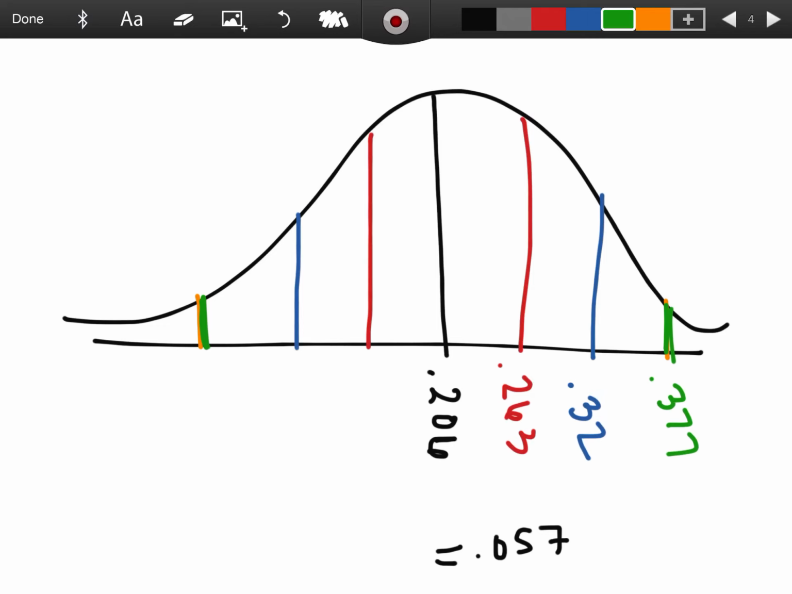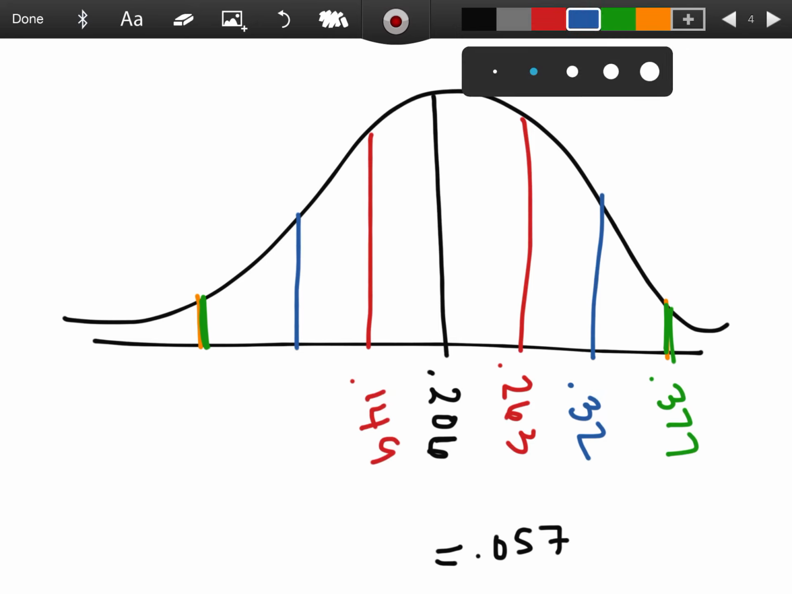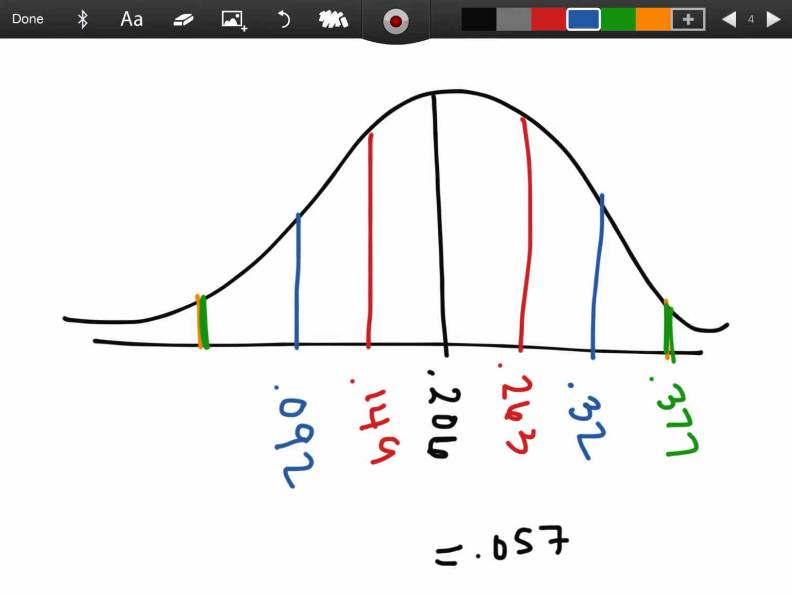We're going to do the same thing on the low end. We're going to subtract our standard deviation. So go back to your black 0.206 and subtract out 0.057. That's going to give me 0.149. Subtract out another 0.057, which is going to give you 0.092. And subtract out another 0.057, and that's going to give you 0.035.